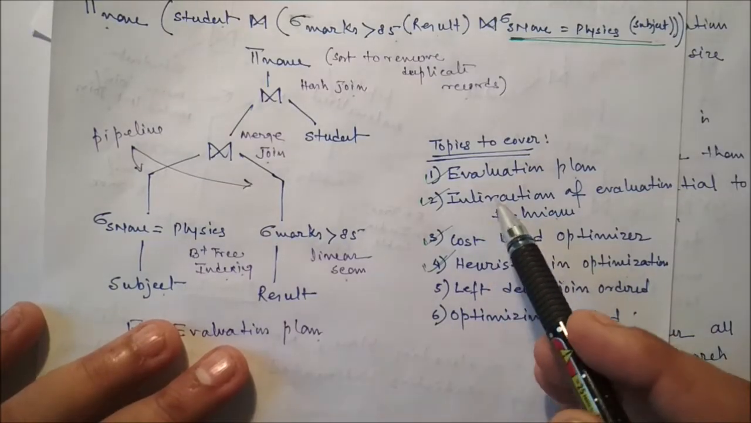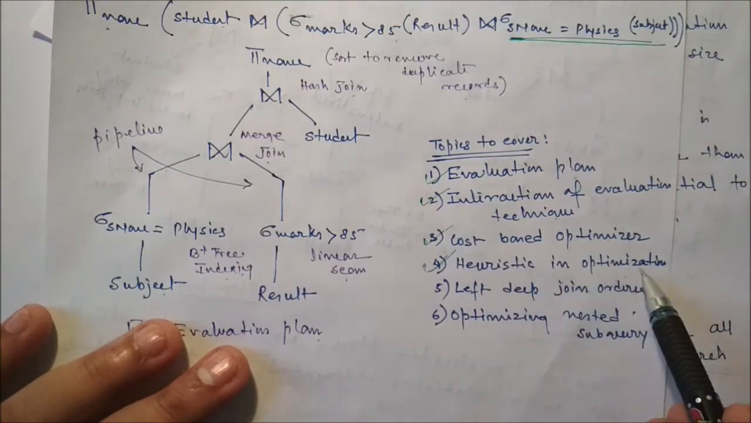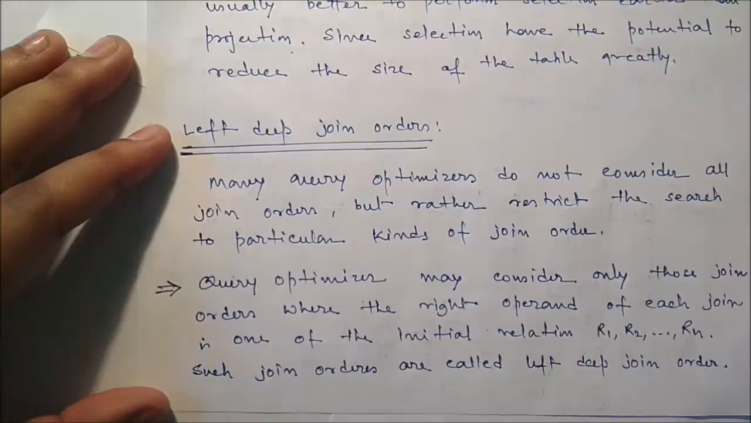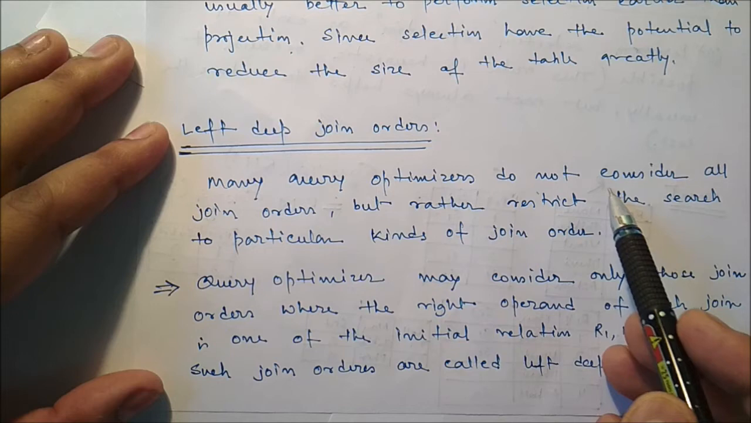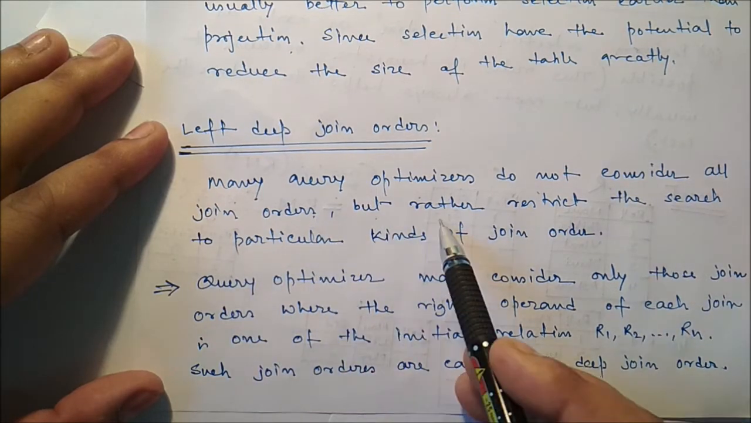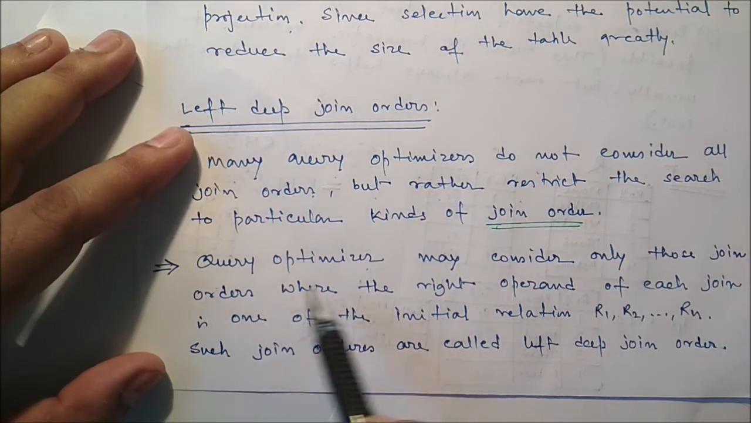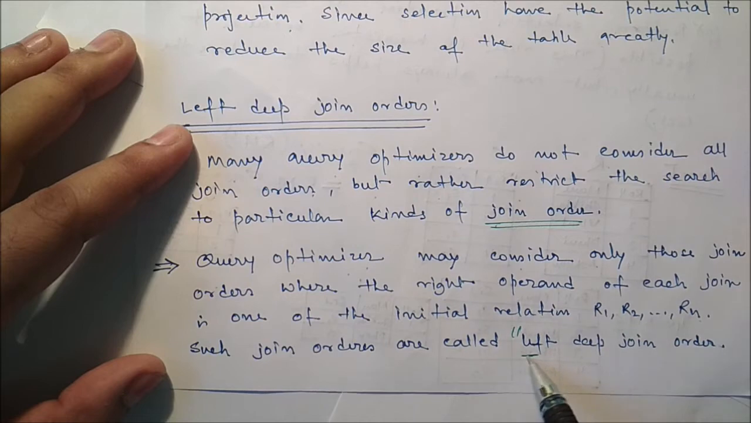Okay, now you have already completed evaluation plan, introduction of evaluation technique, cost-based optimization, and heuristics in optimization. Next we will talk about left deep join order. Now what is left deep join order? Many query optimizers do not consider all join orders, but rather restrict the search to a particular kind of join order. A query optimizer may consider only those join orders where the right operand of each join is one of the initial relations R1, R2 to Rn. Such join orders are called left deep join orders.